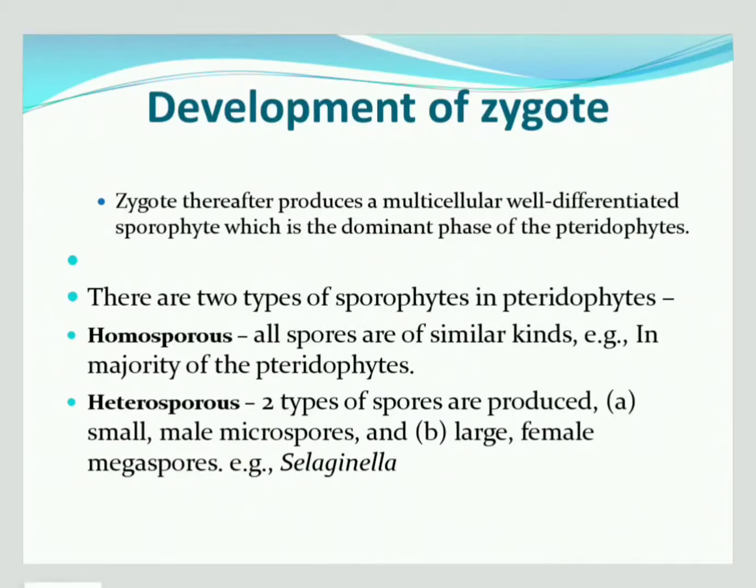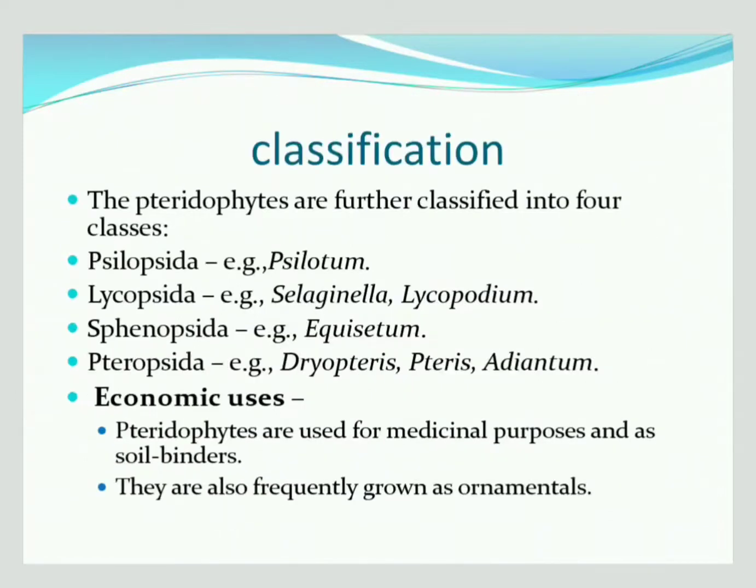Here two types of spores are produced by the sporophytes: homosporous and heterosporous. Homosporous means all the spores produced are of the same kind, similar, of the same size. This is what the majority of pteridophytes produce. Heterosporous means two different kinds. Smaller spores are called microspores, and the larger spores are called megaspores. Microspores are male, megaspores are female. Example, Selaginella.